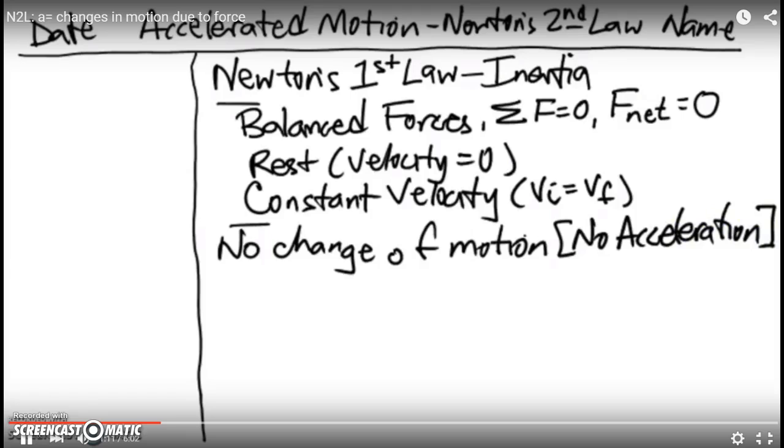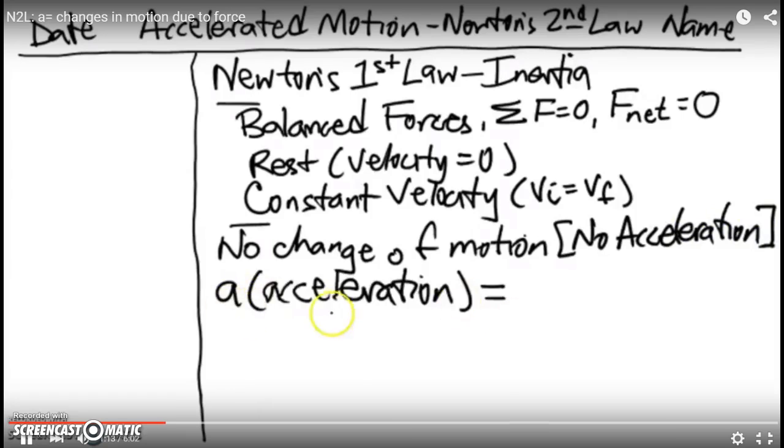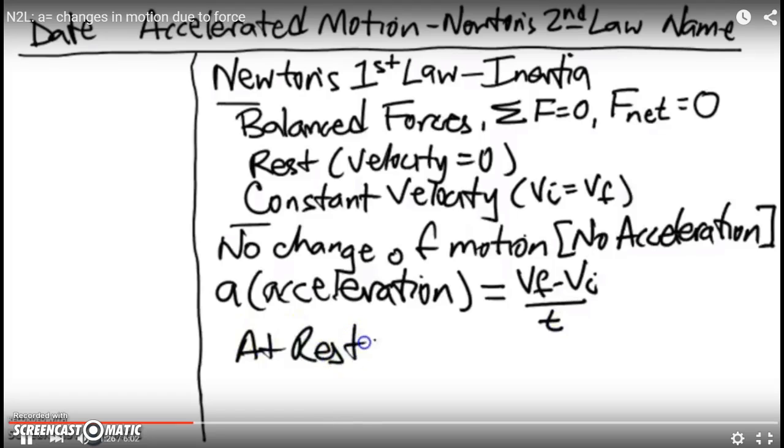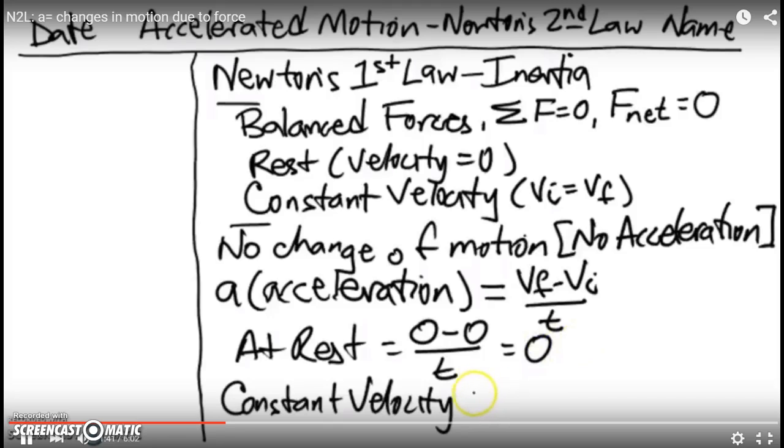Let's go back for a quick review from our first unit. What is acceleration? Acceleration is the change in velocity over time, or the rate of change of velocity. Remember, velocity is speed with direction. So at rest, let's do a quick calculation. Our final velocity is zero, our initial velocity is zero, and over some time, no matter what we divide by, our acceleration, or our rate of change of velocity, will still be zero.